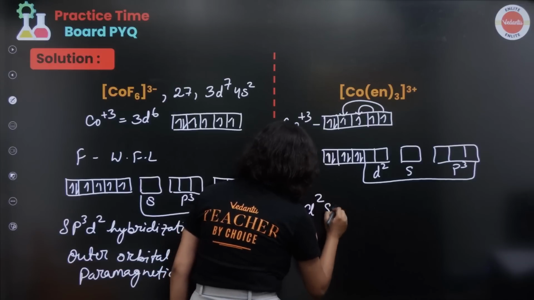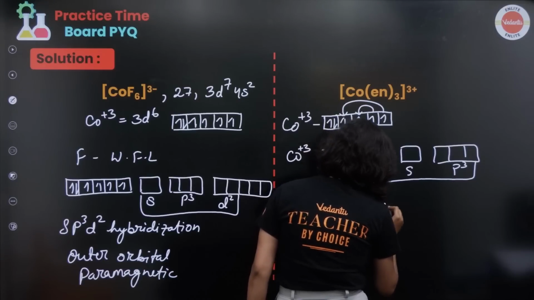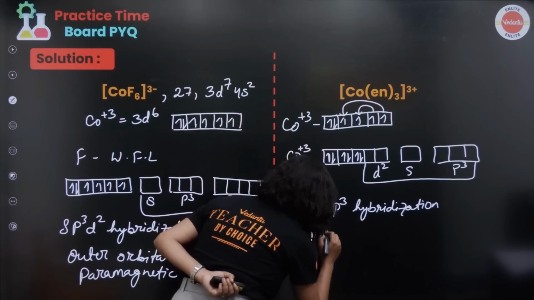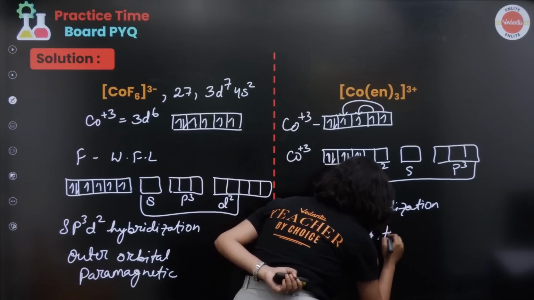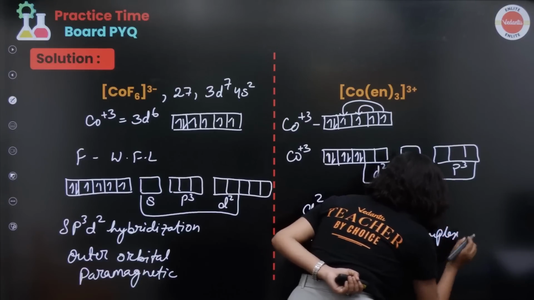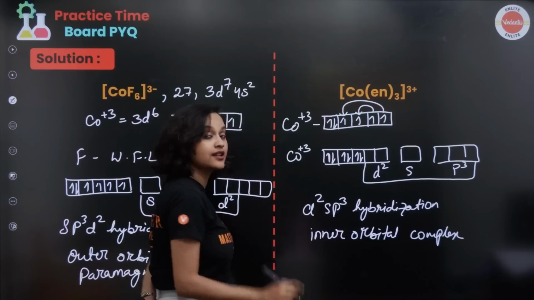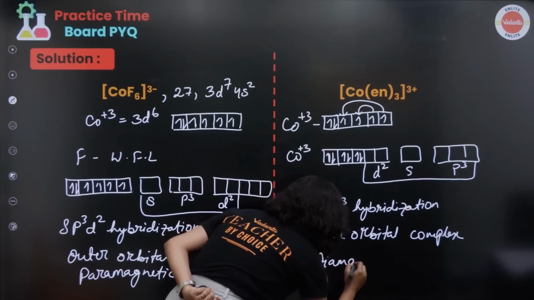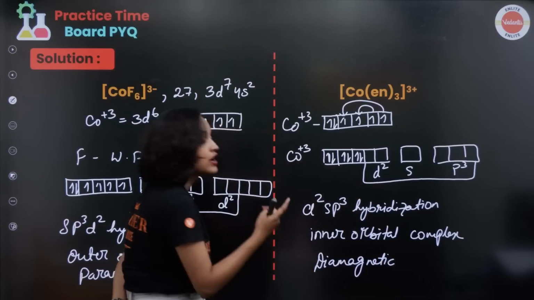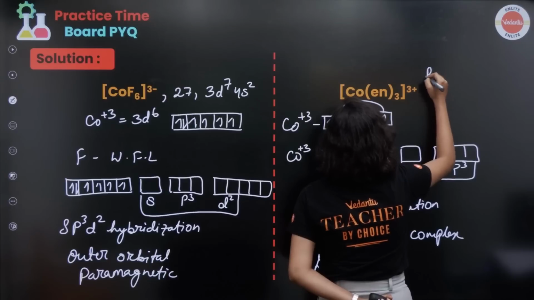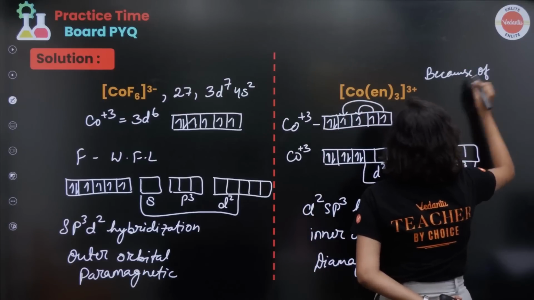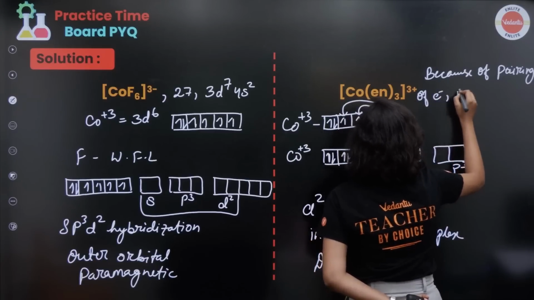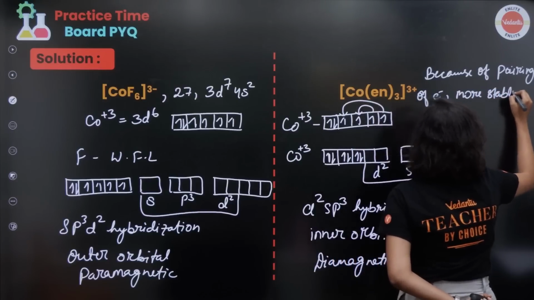So d2sp3 hybridization, and what is this? This is an inner orbital complex, am I right? Inner orbital complex. And since this is an inner orbital complex, there will not be any unpaired electrons. So diamagnetic, and because of pairing of electrons, this will be more stable. This will form a more stable complex.